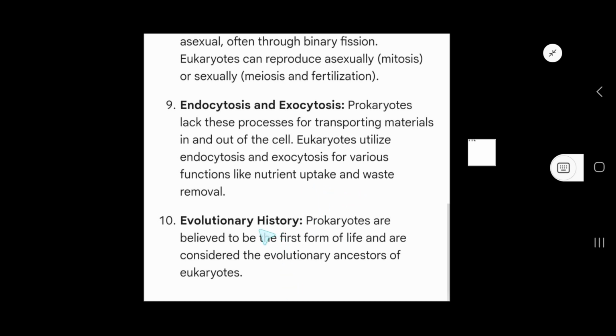10. Evolutionary history. Prokaryotes are believed to be the first form of life and are considered the evolutionary ancestors of eukaryotes.